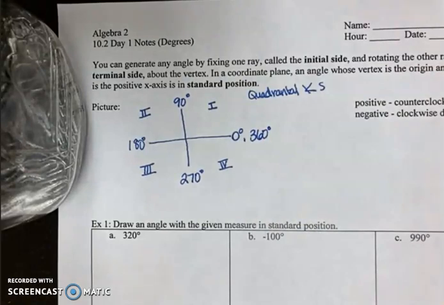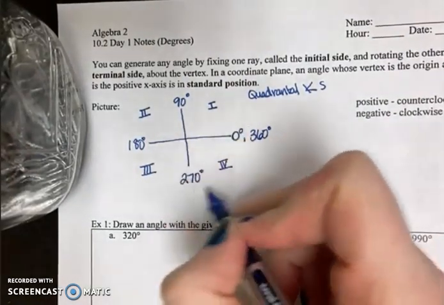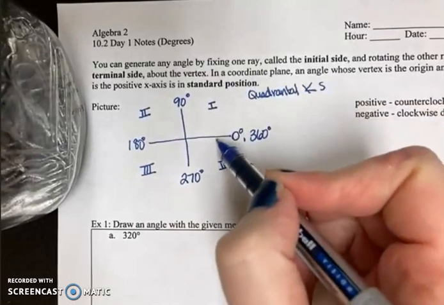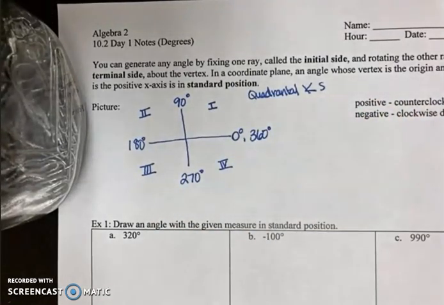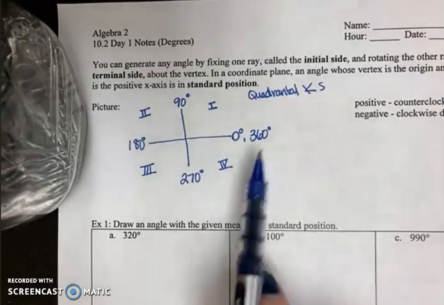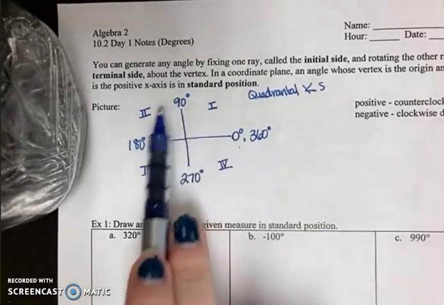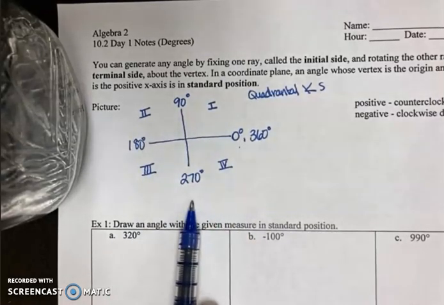Another reason why we should remember it goes from 0 to 360 is because one full rotation creates a circle, and a circle is 360 degrees. Which means we are getting prepared to learn what's called the unit circle. Again, these are all called quadrantal angles. You're going to need to know that.